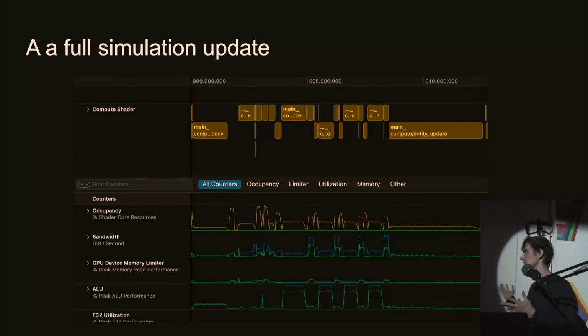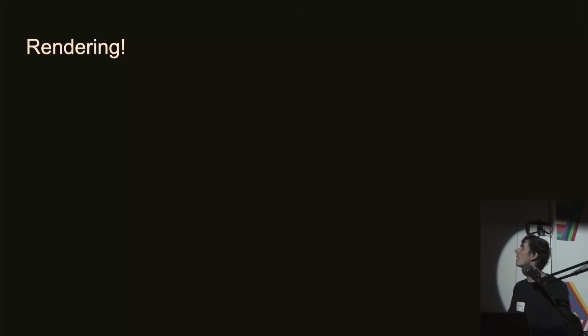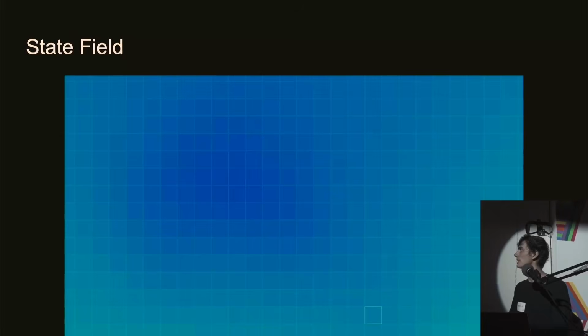It's something like 15 plus compute dispatches that happen per frame, and there could be potentially multiple of those per frame. For rendering, I can just really quickly show the render process here. This is sort of proof of that principle earlier, that it is really simple. There's just a few passes really.